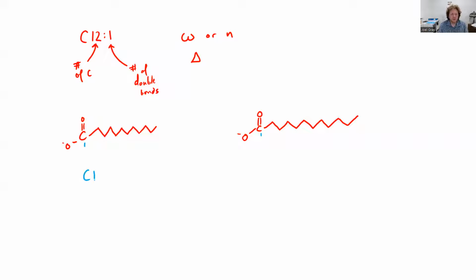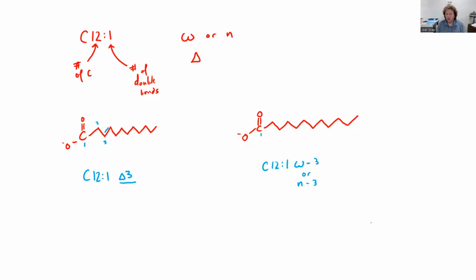If I label this C12 colon 1 delta 3, and then this one over here C12 colon 1 omega minus 3, you might also see this depicted as N minus 3. Let's look at the delta scheme first. The delta scheme says that whatever number follows that delta tells you where the double bond begins. So I look at carbon number 1, 2, 3. I'm drawing my double bond between carbons number 3 and number 4. My highest priority is my carboxylic acid.